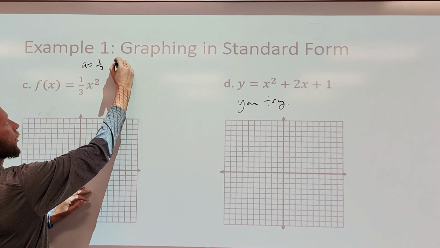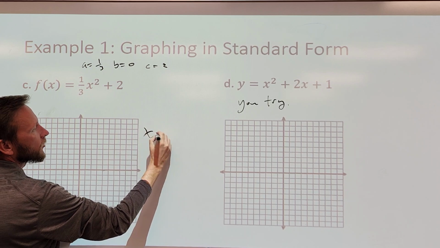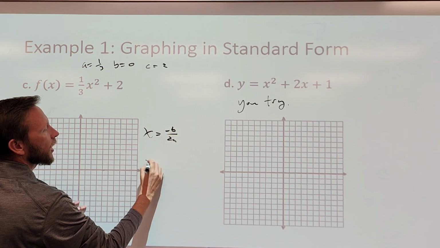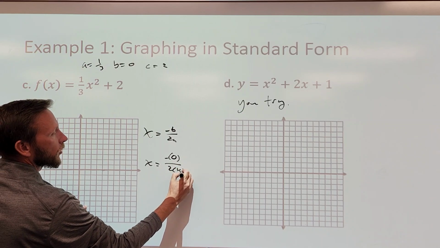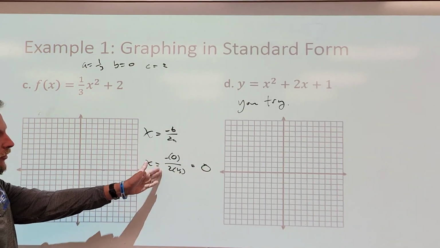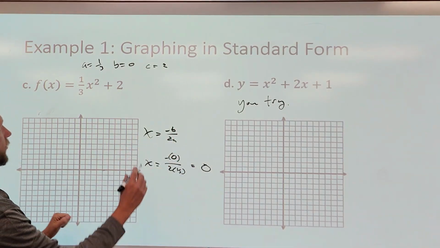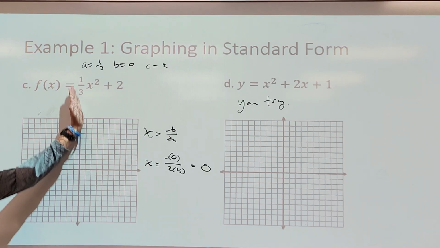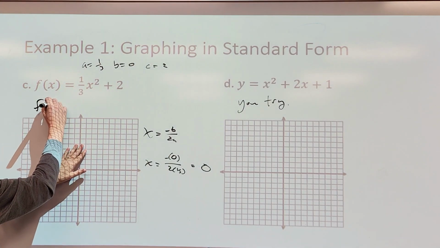Here a is 1/3, b is 0, and c is 2. So I have x is equal to the opposite of b over 2a. x is the opposite of 0 over 2 times 1/3. Well, this is going to give us 0 in our numerator, so I don't have to worry about the 2/3 in my denominator, where the opposite of 0 is just 0. So x is 0 is going to be where our vertex is.